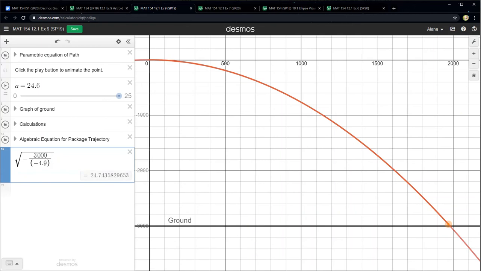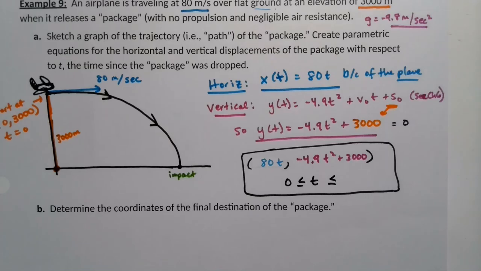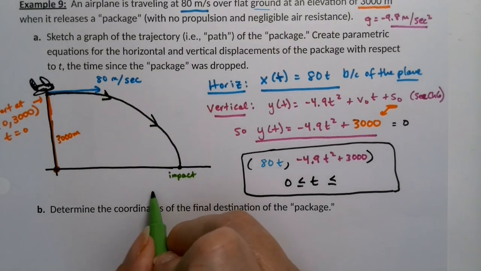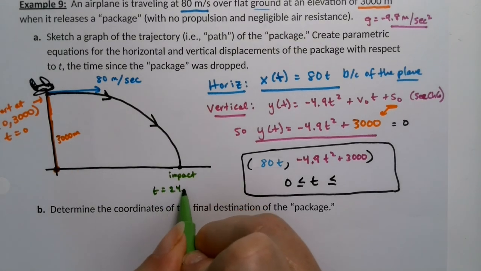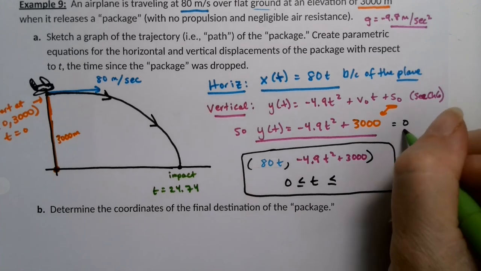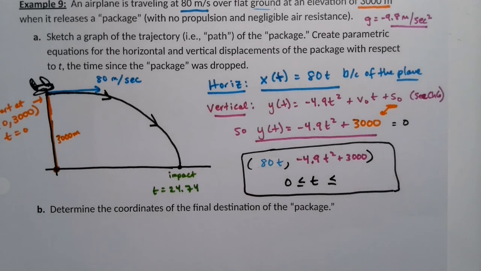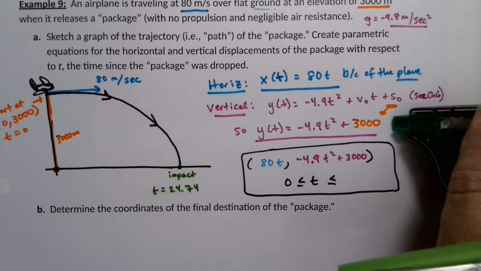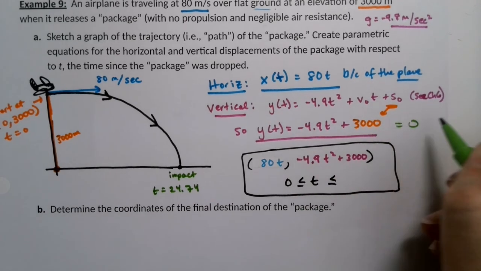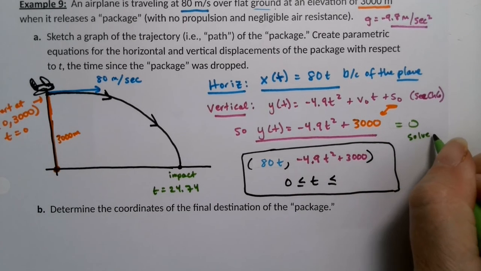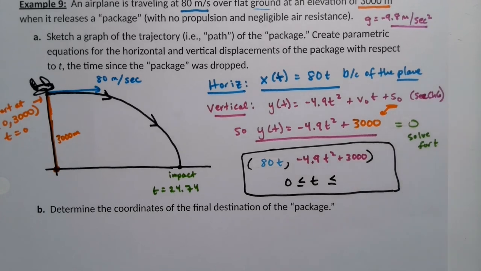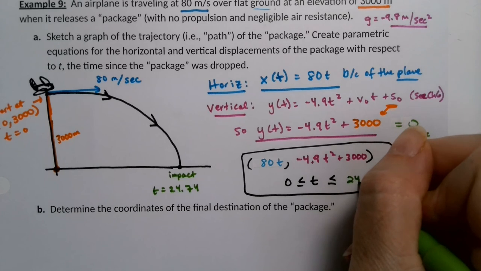It gets me 24.743. So this is when it hits the ground. So the point of impact, 24.744. I'll just say t equals 24.74. And again, you find that by setting this equal to 0. You set this equal to 0 and you solve for t. Subtract the 3,000, divide by the 4.9. You can also use Desmos, right?